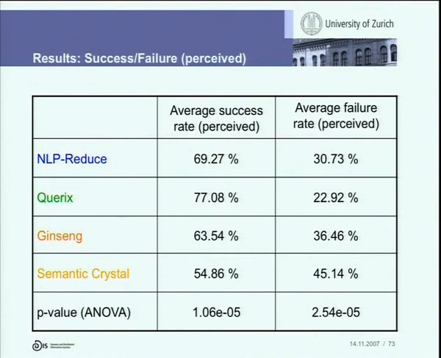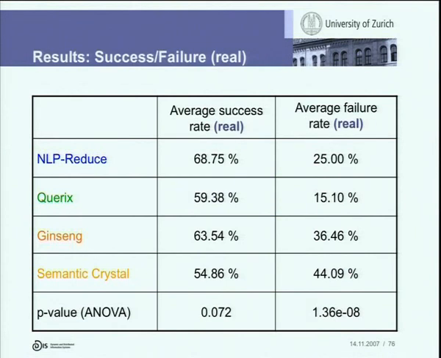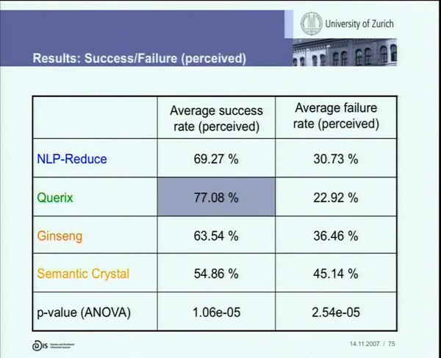What's almost as interesting, if not more interesting, is how good they actually were at fulfilling the task. There are two things: how good did they think they were at fulfilling the task, and how good did they actually fulfill the task. Their perceived success rate was lowest with Semantic Crystal, the logic-based one, and highest with the language-based one. Probably strongly influenced by the fact that they perceive having an interaction with the system as a signal that I'm doing right.